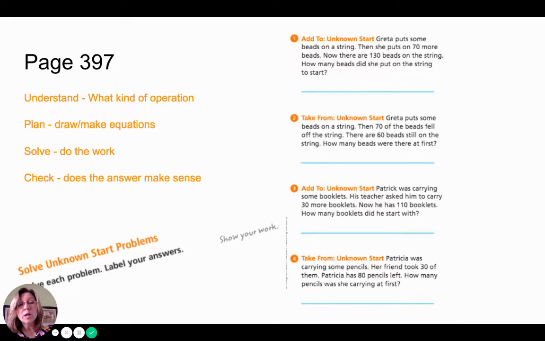Third graders, work on these problems right now, 1 through 4. Pause the video so that you can work on them. Then we're going to come back and talk about them and see what we need to fix.